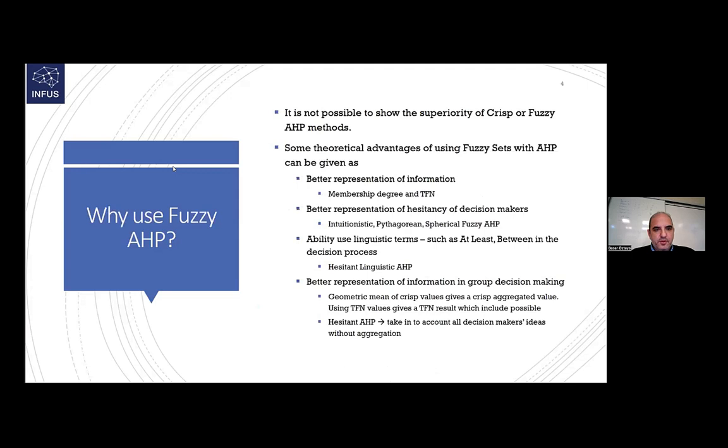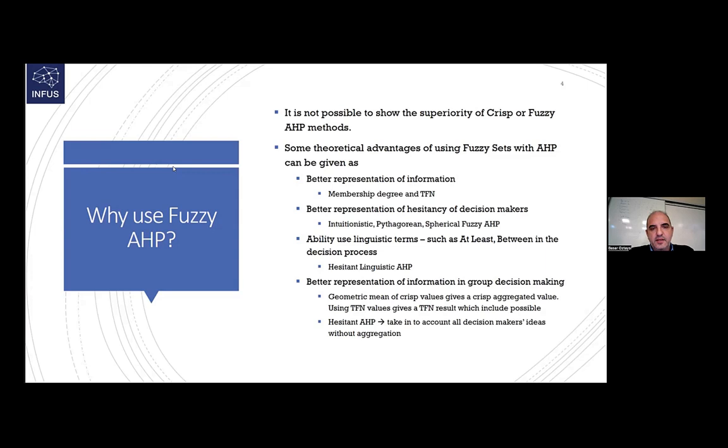So, why we use fuzzy is a good question. Indeed, it is not possible to exactly show if crisp AHP or fuzzy AHP is better. I will make some conclusions about some details about our comparison in the slides. But we can say there are some theoretical advantages. So with triangular fuzzy numbers or fuzzy sets in general, we can say that the information can be better represented.